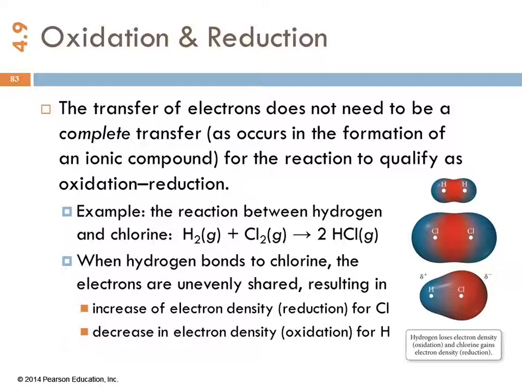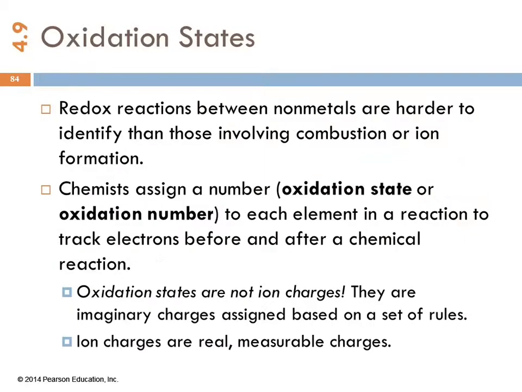So this uneven sharing increases the electron density for chlorine and decreases the electron density for hydrogen. So chlorine had a gain. Reduction is gain of electrons, or gain of part of an electron. Oxidation is loss of a whole electron or part of an electron. So the hydrogen is oxidized and the chlorine is reduced. Any questions? No, it seems a little weird.